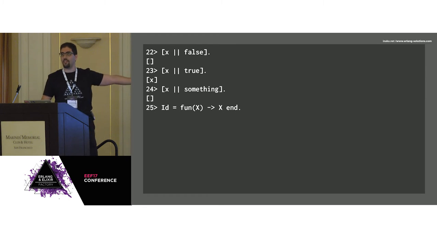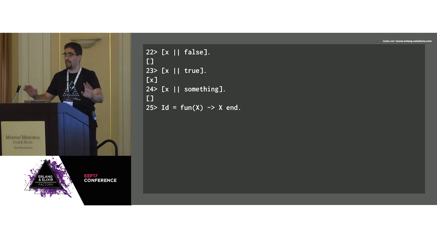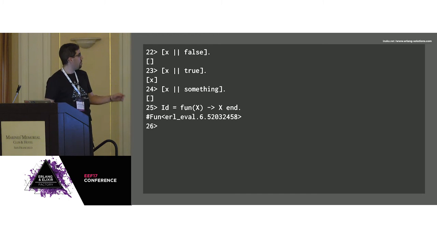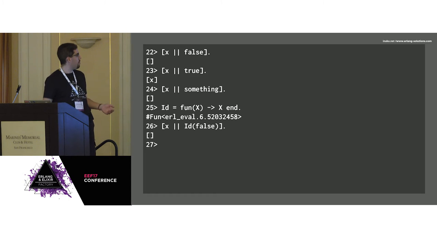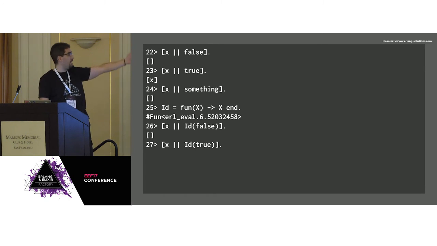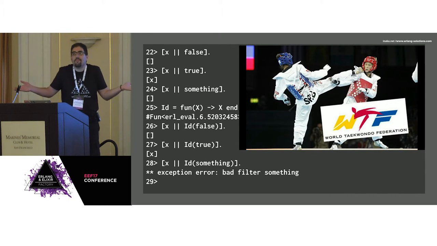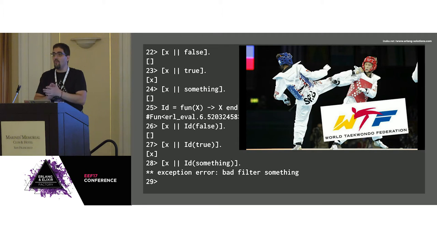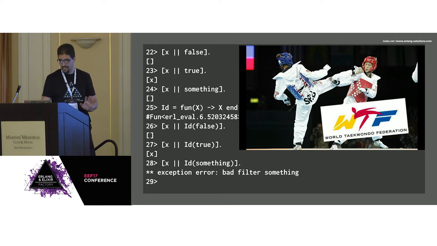Okay, but let me show you a function that is amazing. That's the identity function. That's the first function they teach you when they teach you Haskell, for instance. It basically takes an element and returns the same one, unaltered. Okay, now we have the function. And so identity of false is false, and the result is an empty list, as above. Identity of true is true, so the result is a list with x, as in line 23. And identity of something is something, and the result is, of course, an exception. Yeah, and I leave you as homework to try with different kinds of functions. You can try with NIFs, with BIFs, with other things, and each one of those you have to try. You never guess what's going on there.